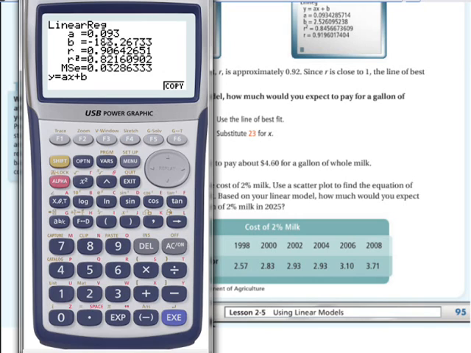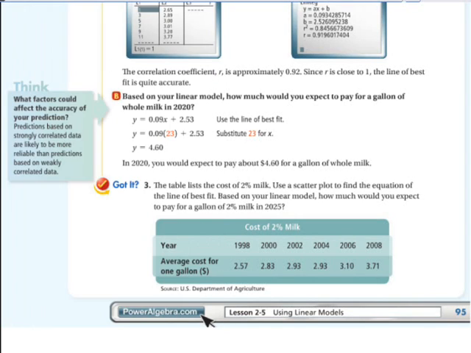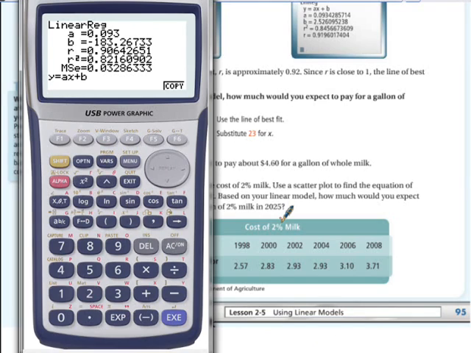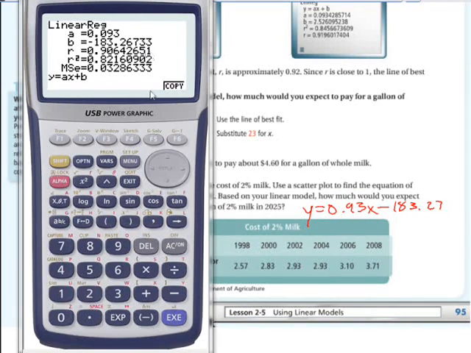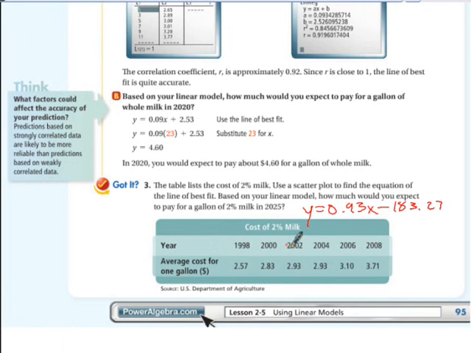So this is what you're going to jot down. Y equals 0.93x, that's my slope, and then the y-intercept is negative 183.27. I went ahead and rounded it. The R is 0.906. That's a pretty strong correlation. Let's go back here. Based on your model, how much would you expect to pay for a gallon of 2% milk in 2025? The years are the x, that was my domain, and that was my range.